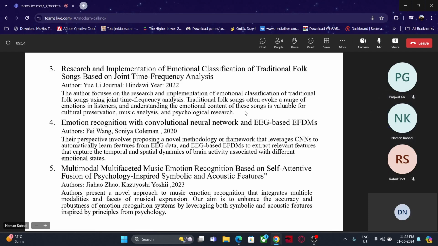Then on the fourth, they told us about the perspective of EEG-based EFDFs, where they leverage CNN to automatically learn features of EEG data. Then for the fifth one, they provide us the fusion of psychologically inspired symbolic and acoustic features, with different models and facets of musical expression.